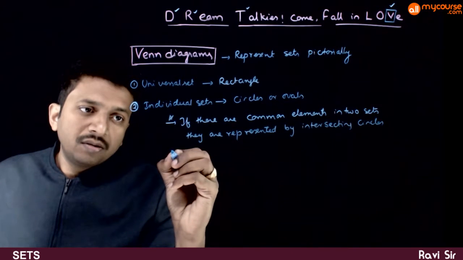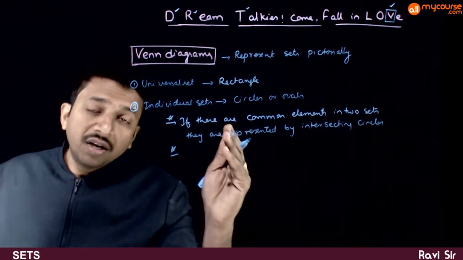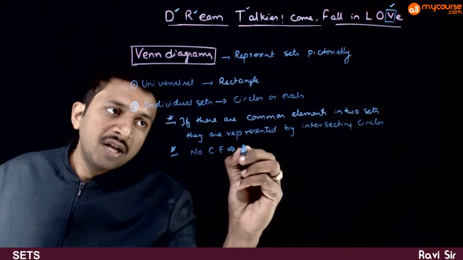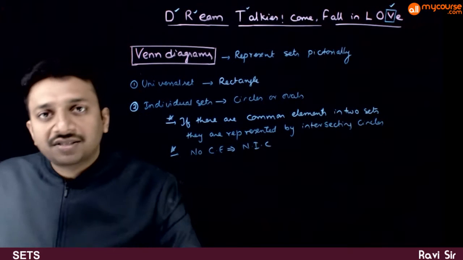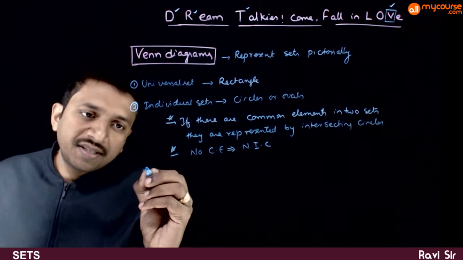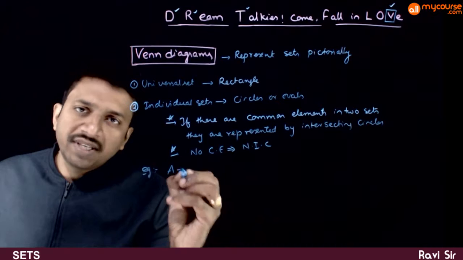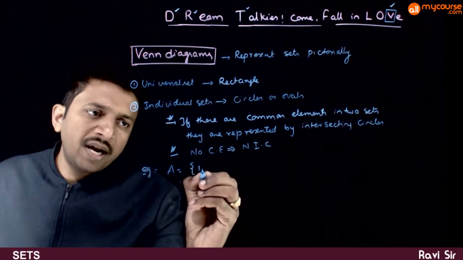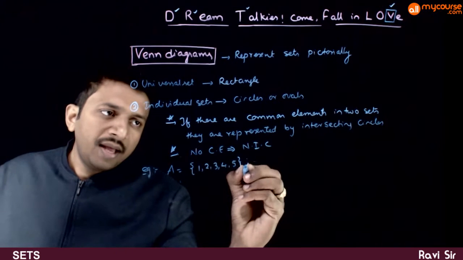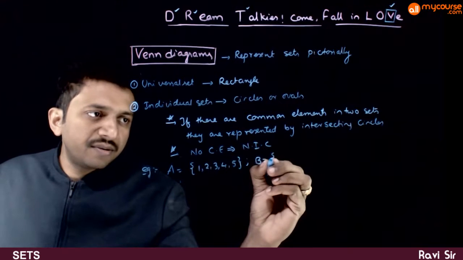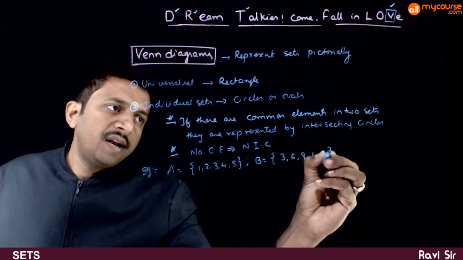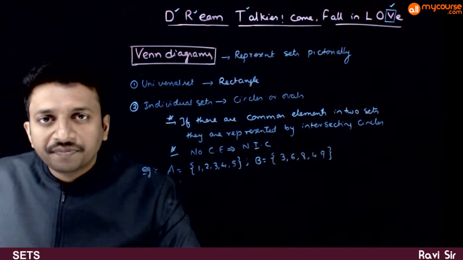And what is the opposite of this? If there are no common elements, it implies non-intersecting circles. For example, let us take two sets. A is the set containing 1, 2, 3, 4 and 5. And let us take a set B, which is 3, 6, 8, 4, 9. Let's take these two sets.